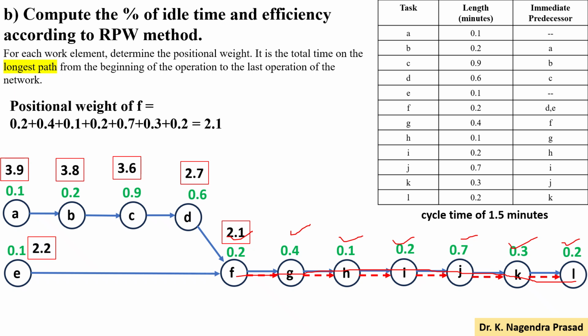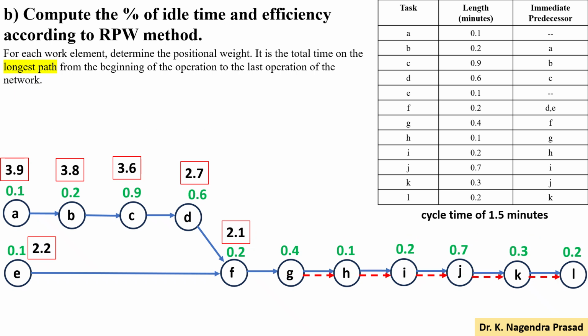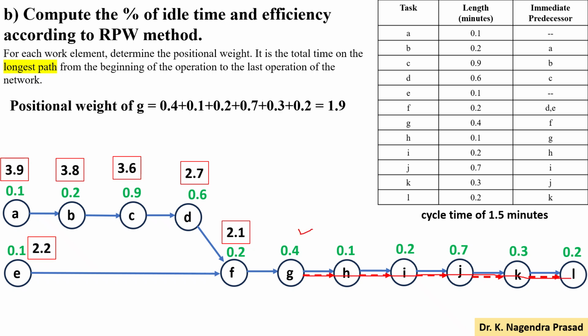So next we have to move to the next task G. For the G, the longest path is G, H, I, J, K, L, and its positional weight is 0.4 plus 0.1 plus 0.2 plus 0.7 plus 0.3 plus 0.2, and it is 1.9.